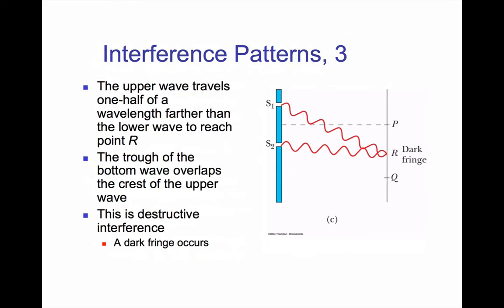If we look at a point R between P and Q, where the path length difference is exactly half a wavelength, the crest from one wave will coincide with the trough from the other. This means destructive interference, and we get a dark fringe. This is a minimum in the pattern.